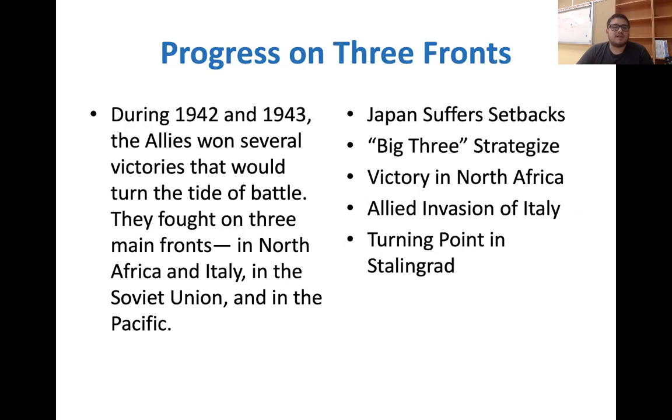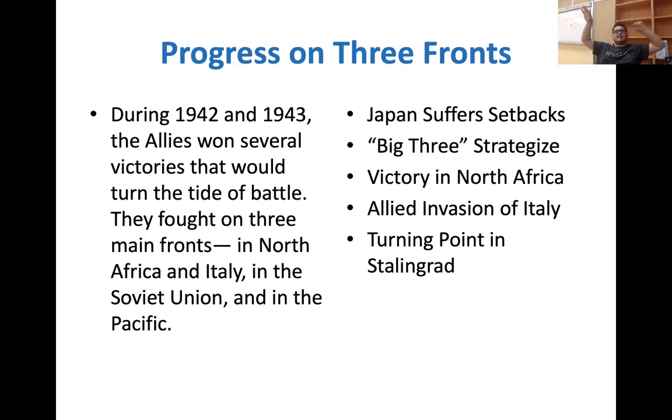During 1942 and 1943, the Allies won several victories that would turn the tide of battle. They fought on 3 main fronts: in North Africa and in Italy, in the Soviet Union, and in the Pacific. So North Africa and Italy is going to be one thing. It's going to start in North Africa and eventually spread into Italy. Then it's going to be the Soviet Union. That's going to be the Eastern Front. And then the Pacific is going to be in the Pacific Ocean.